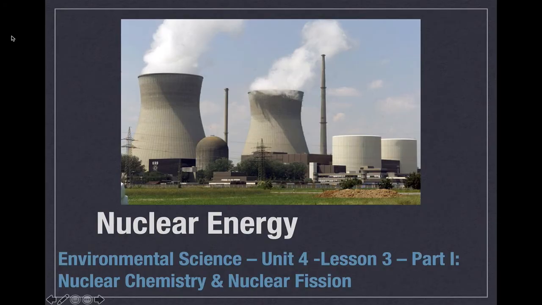In this unit, we go from lesson 1 to lesson 3. And for this first part, we're going to look at one of the alternative forms of energy, nuclear energy. And for that, we're going to look at nuclear chemistry and nuclear fission.